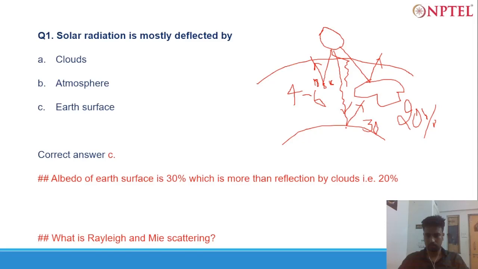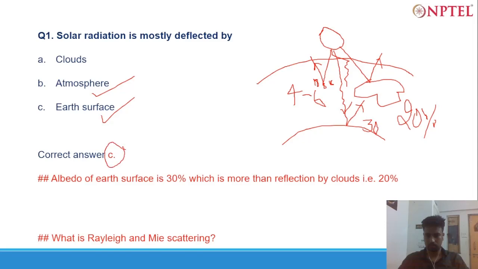what do you think? Which is the most reflected solar radiation reflected by? So you can see here mostly it is reflected by Earth's surface. Clouds 20%, atmosphere 4% or something more than 10%, and Earth 30%. So the correct answer is C.